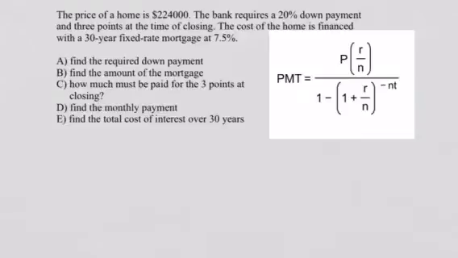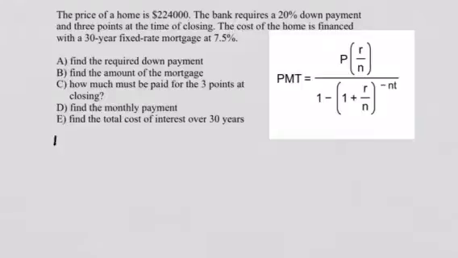Alright, so part A, it tells me we want to find the required down payment. Well, it says the price of a home is $224,000. The bank requires a 20% down payment and 3 points at the time of closing. The cost of the home is financed with a 30-year fixed mortgage rate of 7.5%.